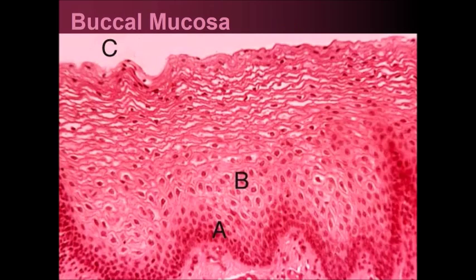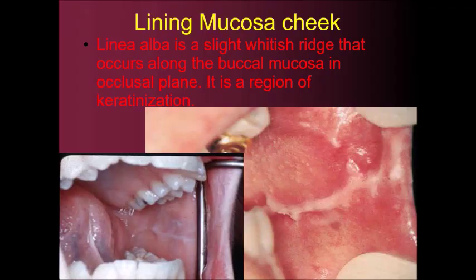Yes, what are the layers you can see here? Correct. A, basal cell layer. B, prickle cell layer, you can see the rounded nuclei. The last layer, flat cells, intermediate and superficial. And C here refers to what? Yes, oral cavity. As we said earlier, why do we call them keratinocytes? Because they have the ability to produce keratin.